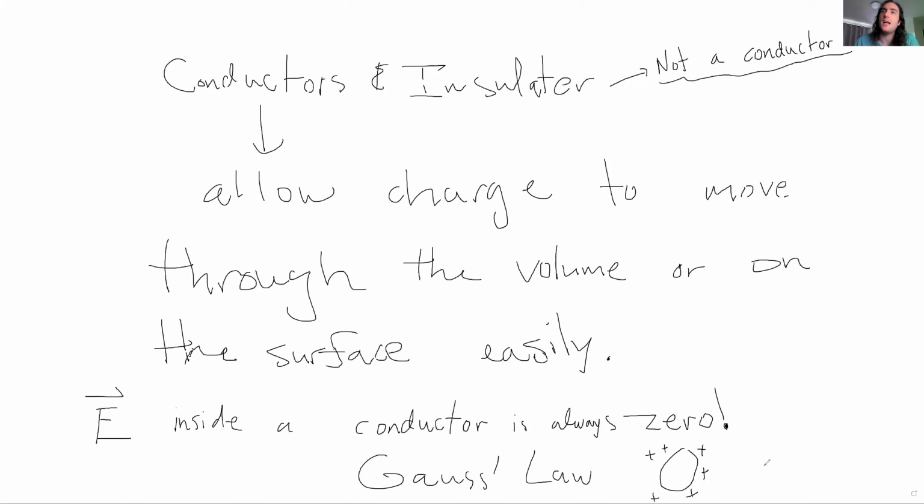However, it's not easy for that charge to be evenly distributed on the surface of an insulator. And so there's no rule that says the electric field inside of an insulator is always zero. For a conductor, the electric field on the inside is always zero because the conductor will always allow the charge to evenly distribute itself on the surface of the conductor. Okay.